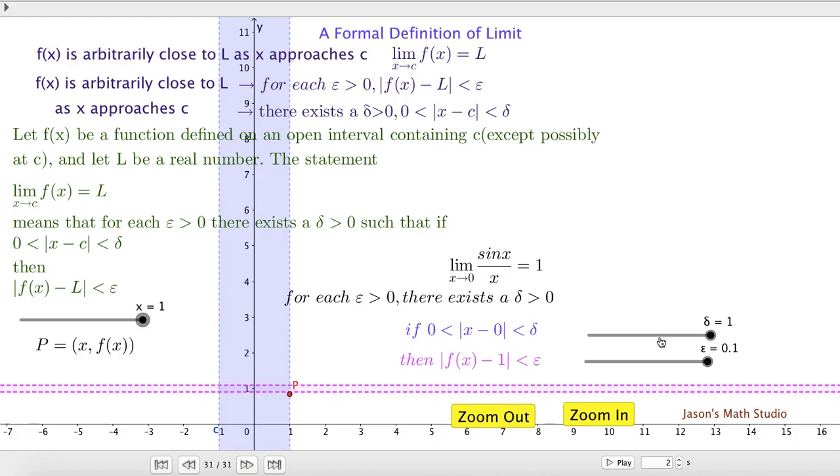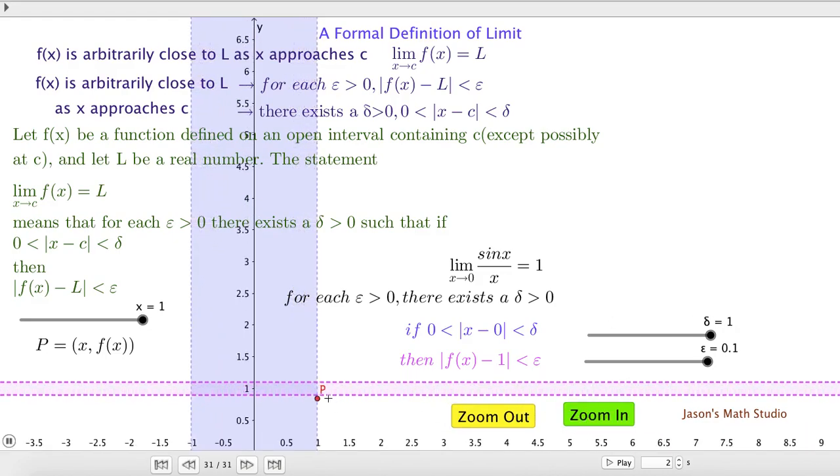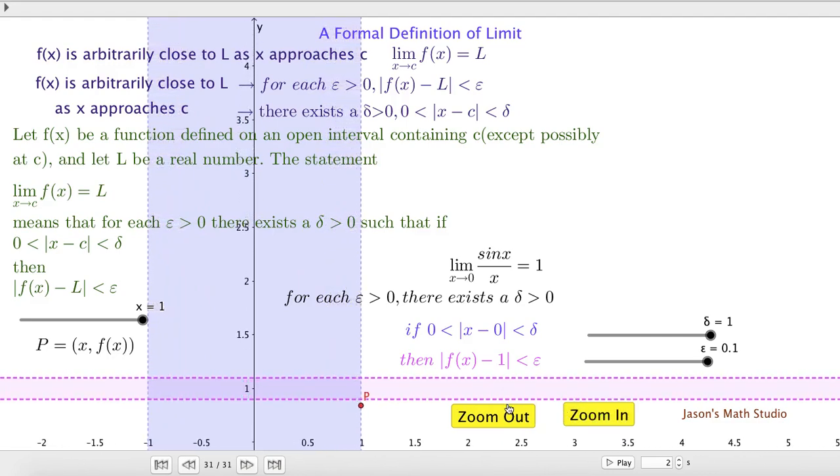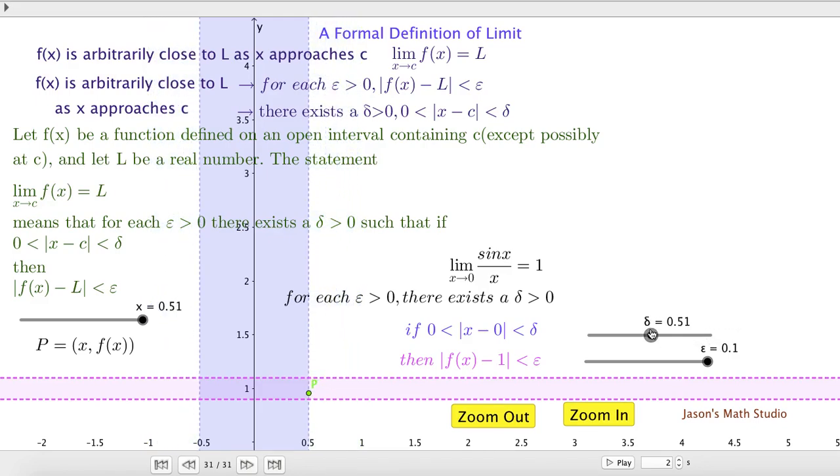So, for each number epsilon, there always exists a delta to make sure that point P lies in the horizontal strip. If epsilon is 0.1 and delta equals 1, you would find that point P doesn't lie in the horizontal strip. But we can make delta smaller to make sure that point P lies in the horizontal strip.